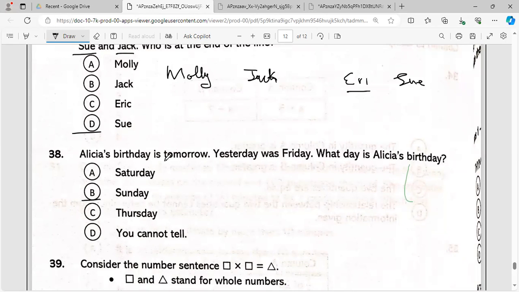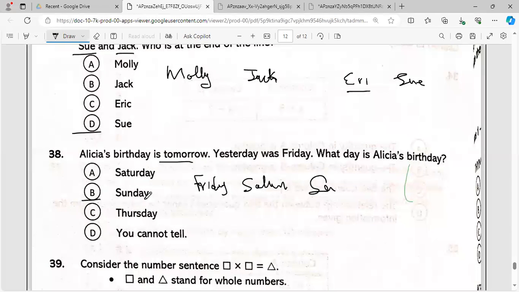Because Alyssa's birthday is tomorrow. Yesterday was Friday. That means if yesterday was Friday, today would be Saturday, right? And they said tomorrow is the birthday, so Sunday. All right, good job, good job.